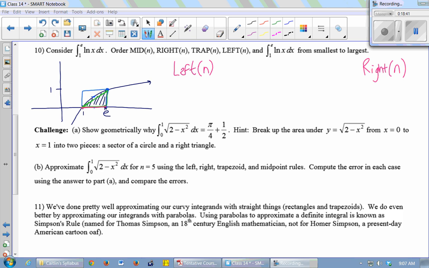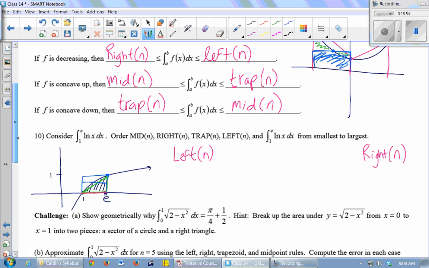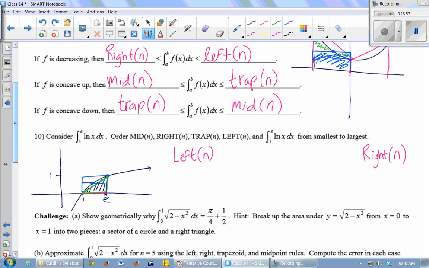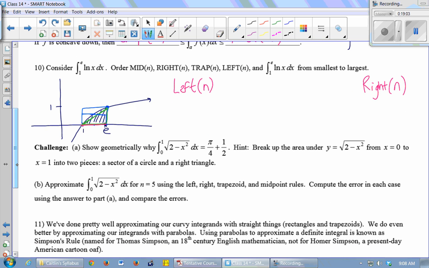So here's my midpoint. It's hard to tell in my picture, but we decided earlier that because f is concave down, mid would be an overestimate. And we can clearly tell that trap's an under. So trap is an underestimate, so is left, but trap is better. And midpoint is an overestimate, so I'll have mid here. And then right here in the middle, I have the exact value. Like that.